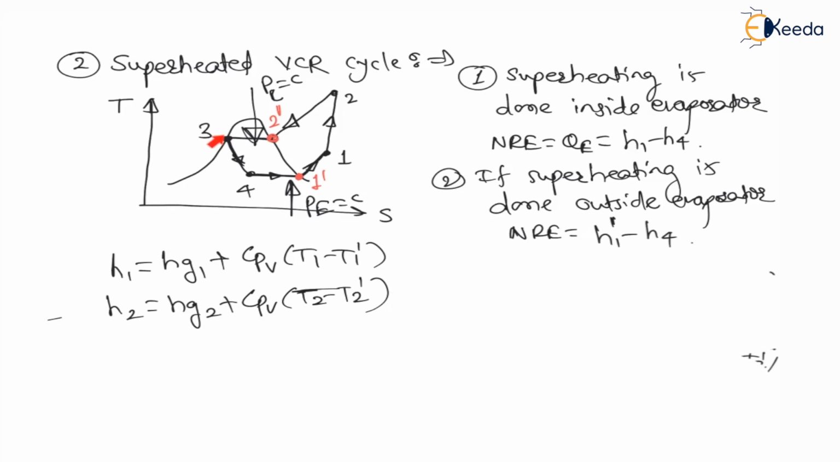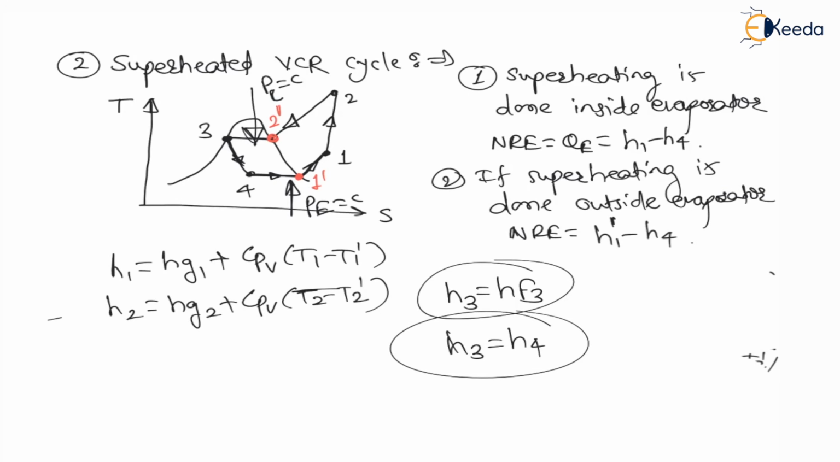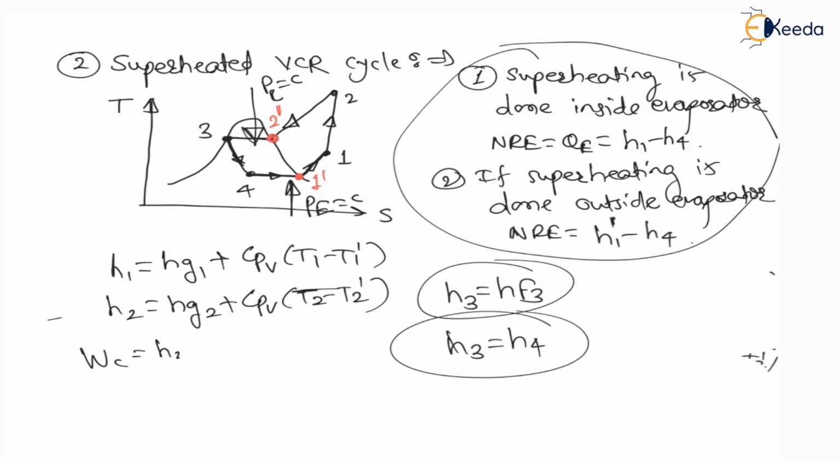Now condition 3 is HF value at condenser pressure, therefore H3 is equal to HF at condenser pressure, HF3, and we know that H3 is equal to H4, right? From this we can calculate all the enthalpies, and we have already calculated net refrigerating effect from here, and work of compressor is nothing but H2 minus H1, therefore COP is equal to net refrigerating effect divided by work of compressor.